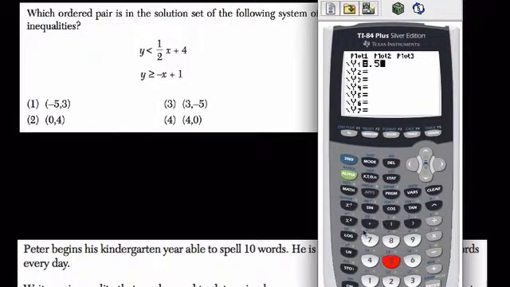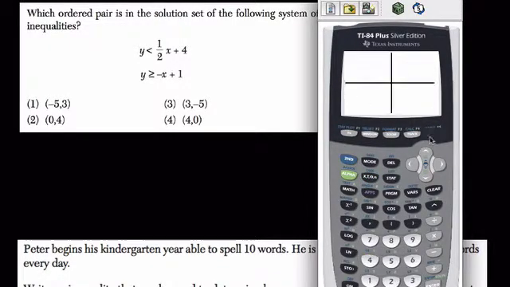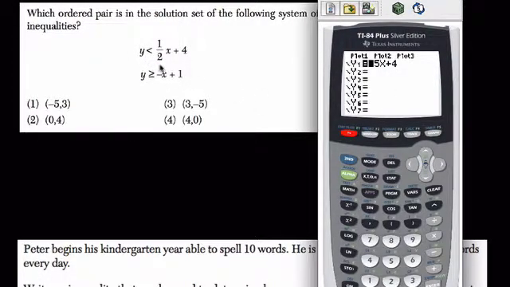Now there is an x button on here if you haven't noticed. You'll see a bunch of symbols, xt, theta, n, but that's the x. So 0.5x plus 4. This is y equals 0.5x plus 4, and you can see it here on the graph, right? But we don't want that. We want y is less than that. So when y is equal to 1/2 x plus 4, that makes the line. But when it's less than 1/2 x plus 4, it's everything shaded below the line.